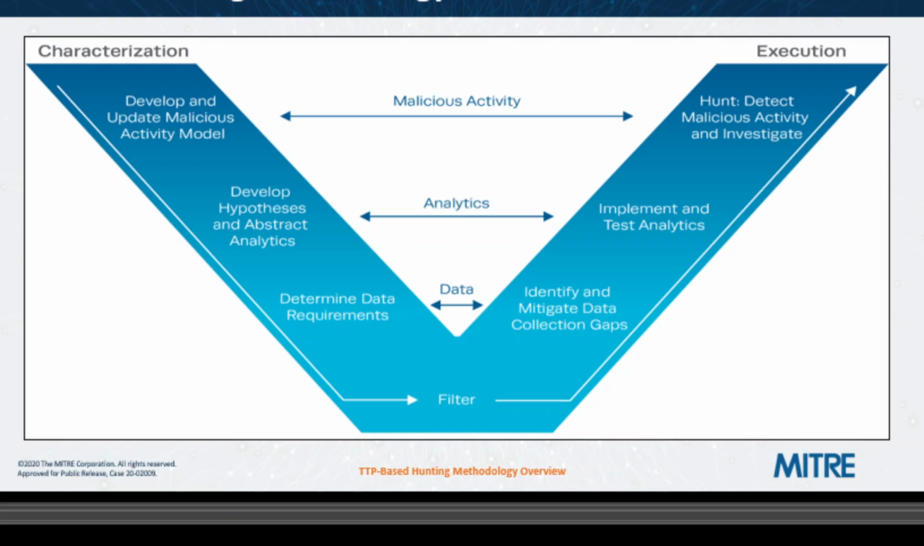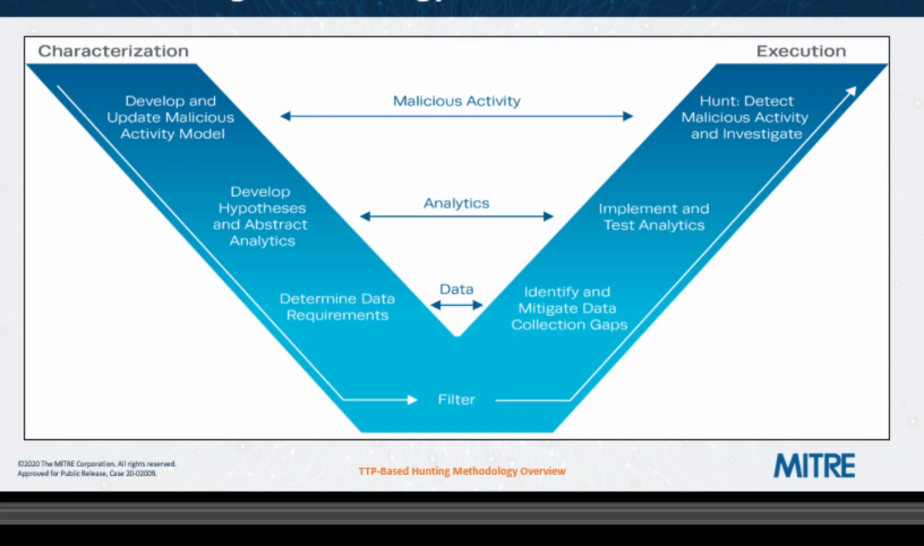There are 7 steps here. The first step is to understand adversarial activity, and you create a model to do that. Mitre uses the ATT&CK Framework for this. Based on that knowledge, we move into a second step, which is to develop hypotheses and abstract analytics. These are usually written in English or pseudocode, and they try to capture the essence of the behavioral invariant activity that is associated with those malicious TTPs.